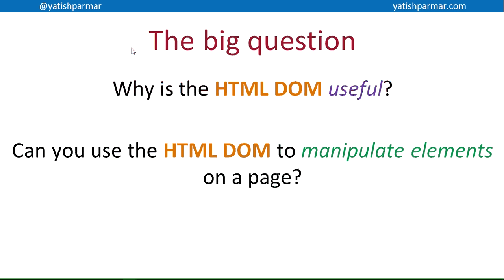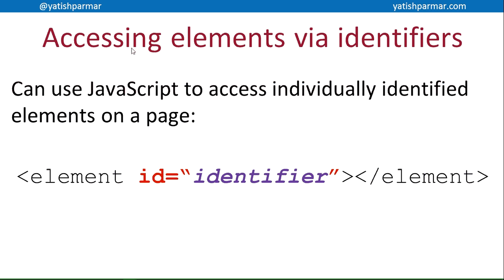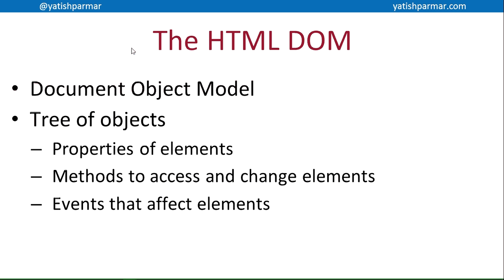So the big questions for this video are: why is the HTML DOM useful, and can you use the DOM to manipulate elements on the page? You should remember from the previous video that we can use JavaScript to access individually identified elements on a page. Any element that we've given an identifier to, we can then use JavaScript to pick out from the page. So how are we doing that?